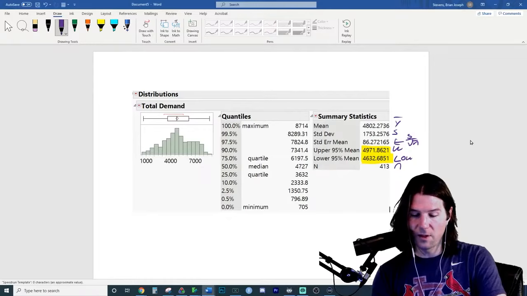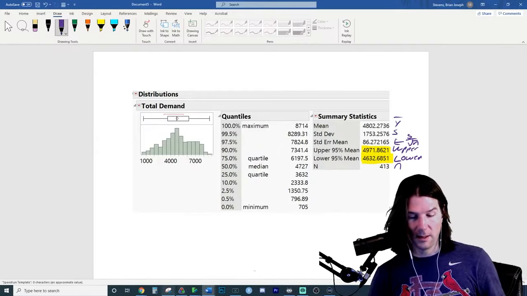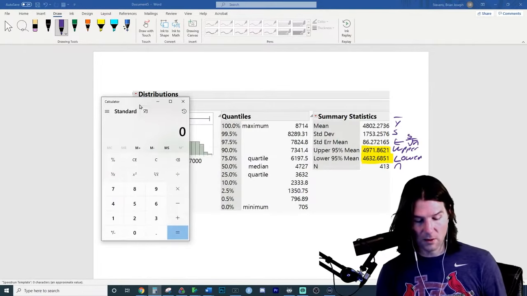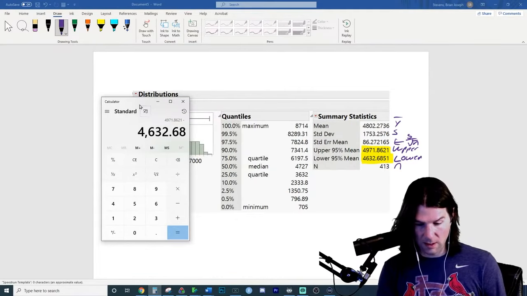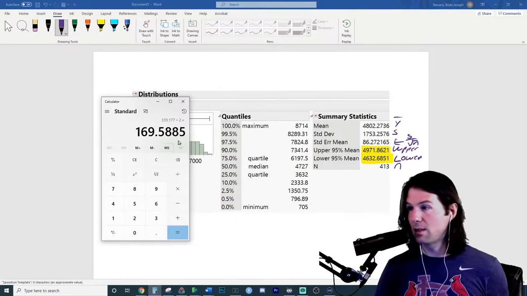Try for yourself for a moment. See if you can get the margin of error. I'm going to calculate the margin of error for this interval. There's the upper, there's the lower, and it's a 95% confidence interval. It does that by default. There's the percent confidence. Let's calculate the margin of error. It's half the length of the interval. So 4971.8621 minus 4632.6851, half that length. There it is right there. That is half the length of the interval. That is the margin of error of the interval.